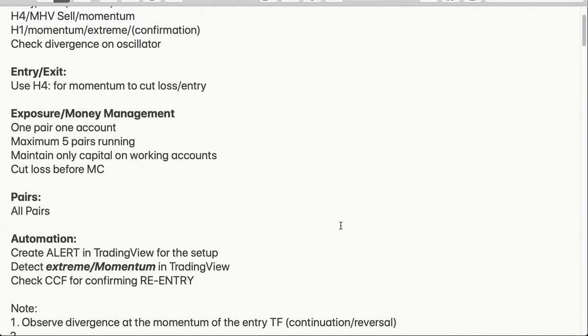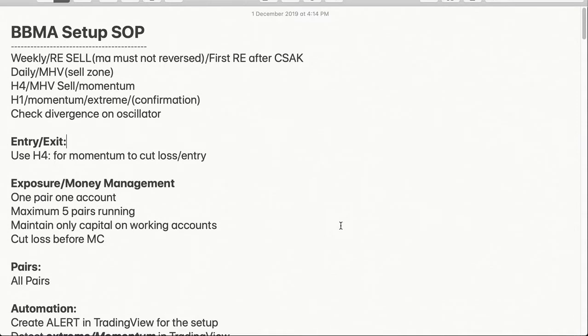As usual, we will start with our BBMA SOP setup review. We trade using weekly BBMA re-entry sell. We look for MHV in daily. We look for MHV or momentum in H4. And we only look at H1 for early confirmation. Usually we look at momentum and also extreme. We also use divergent on oscillator such as awesome oscillator, or you can use MACD oscillator. They all will be able to help you to look at divergent. Okay, so our entry and exit is using H4 time frame. We use H4 for entry and we will use H4 to cut loss.